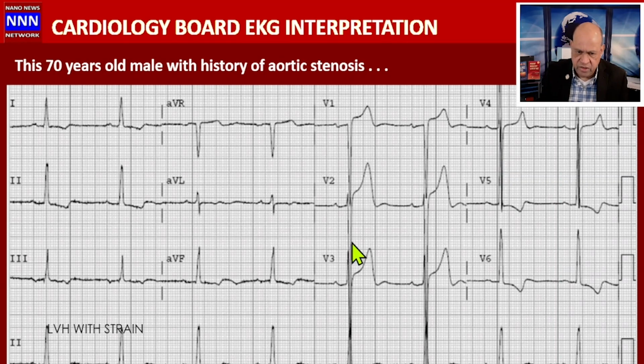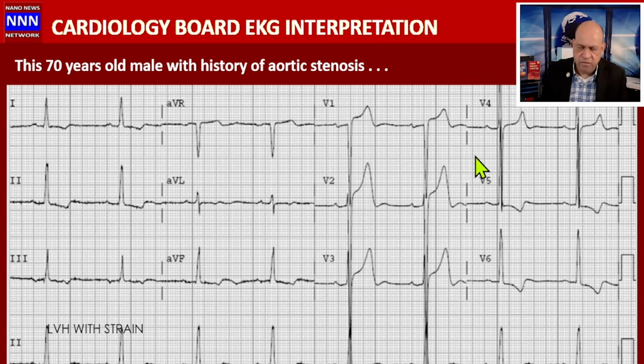The increased voltage meets the criteria for left ventricular hypertrophy, and along with that, we have the downsloping ST segment with an inverted or biphasic T wave. These are STT abnormalities related to the left ventricular hypertrophy.